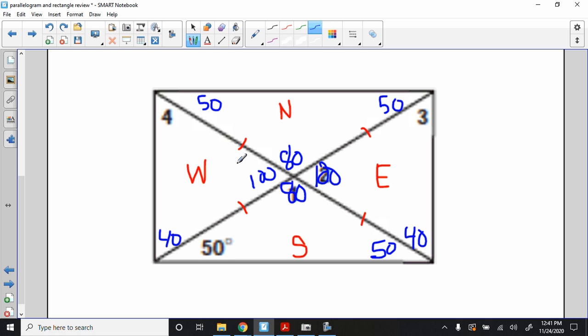I already talked about this triangle being isosceles. All these are isosceles. Therefore, this one has to be 40. And 40 plus 50 is 90. Therefore, this one has to be 40. And I have now found every single angle in this picture. It is a puzzle. Remember that the west and east are equal and the north and south are equal.